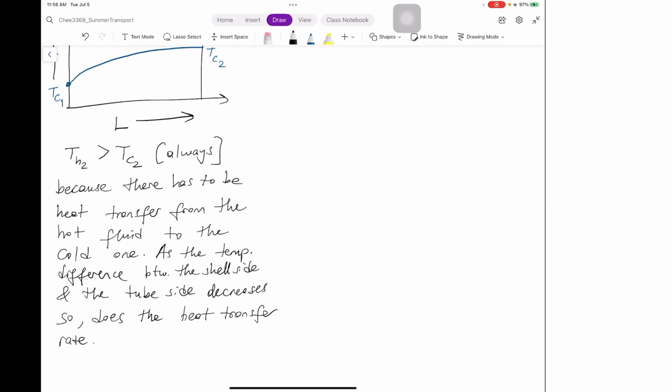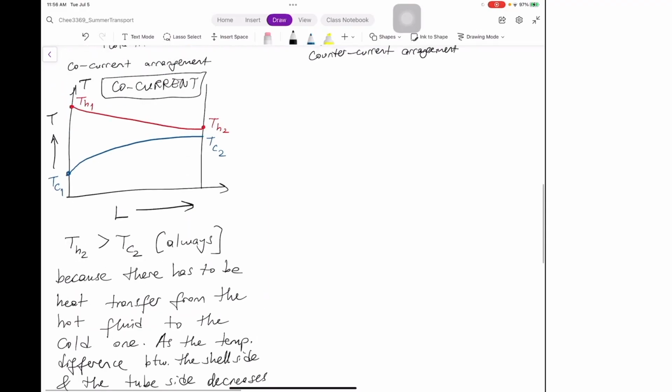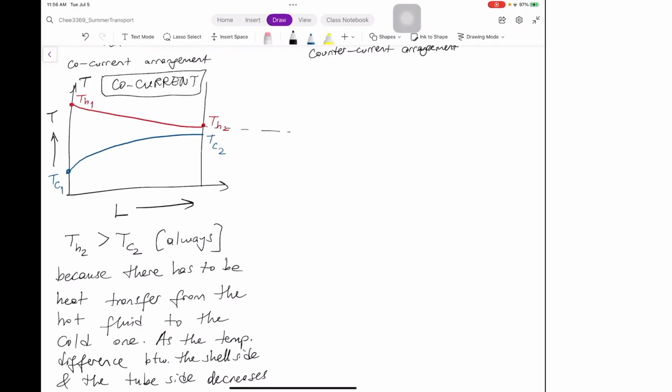And you can argue that for an infinitely long heat exchanger, what happens is that T hat 2 almost equals T cold 2. They can actually get equal to each other, asymptotically they approach each other. But it's asymptotic. It's not a finite length at which they become equal temperature. Okay.